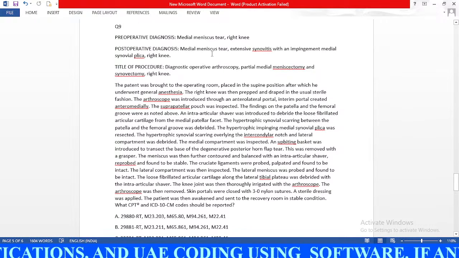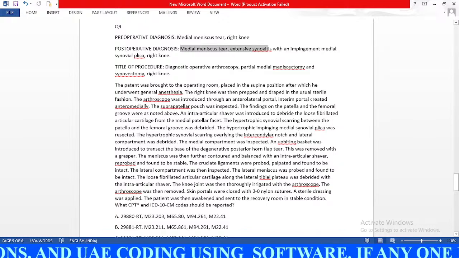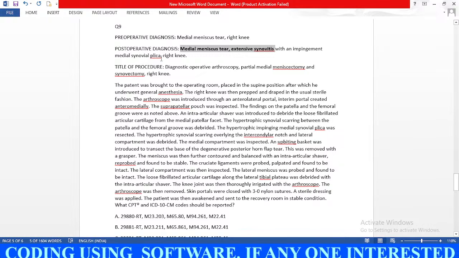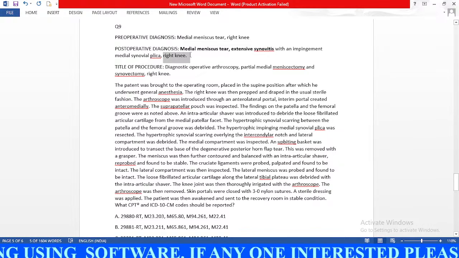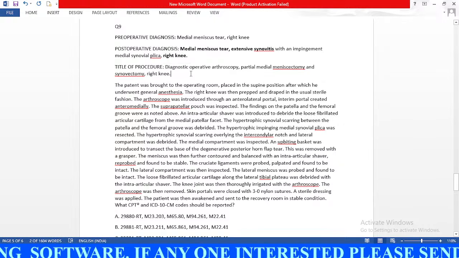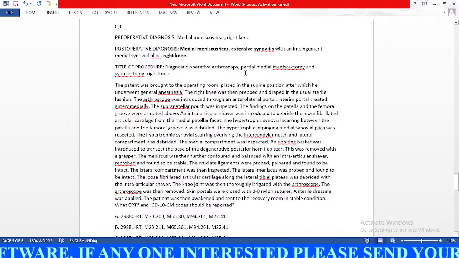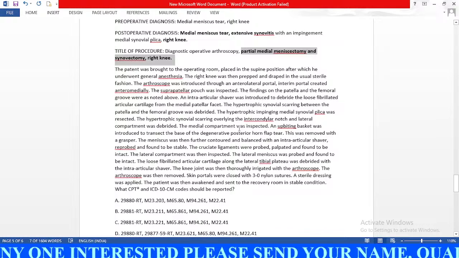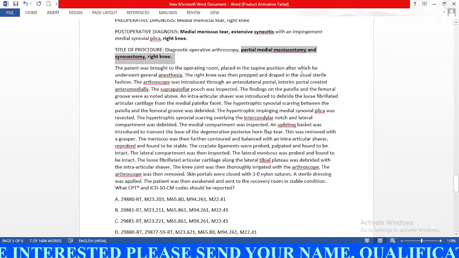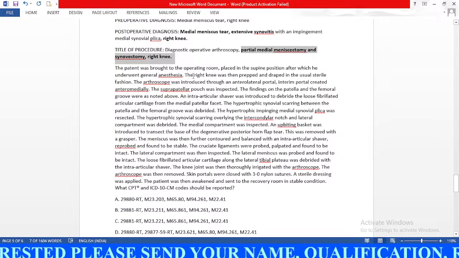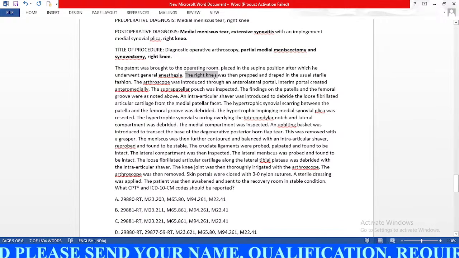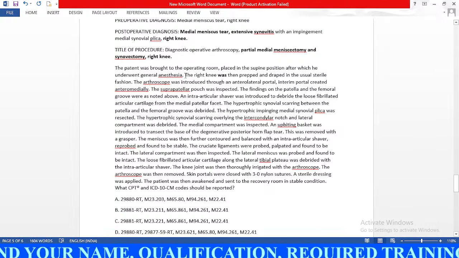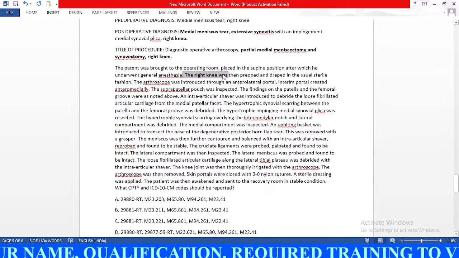Post-operative diagnosis: medial meniscal tear and extensive synovitis with an impingement medial synovial plica, right knee. So these are the keywords here. What is the procedure? Diagnostic operative arthroscopy, partial medial meniscectomy and synovectomy, right knee. The patient was brought to the operating room in supine position, after which he underwent general anesthesia. As I told you before, we need to check the laterality in the description of the procedure also. Based on the heading of the procedure, right knee is correct.